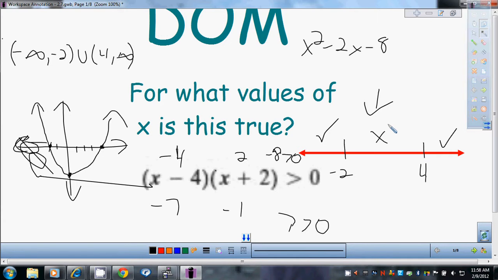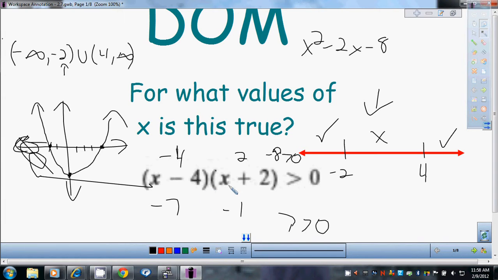Let me ask you this. When you're doing a domain, how do you know whether it has a parentheses or a bracket on the end? This is an important question. Here's the universal way. If you can plug in that number, like negative 2, into the equation and get a true statement, it's a bracket. If it's a false statement, it's a parentheses.